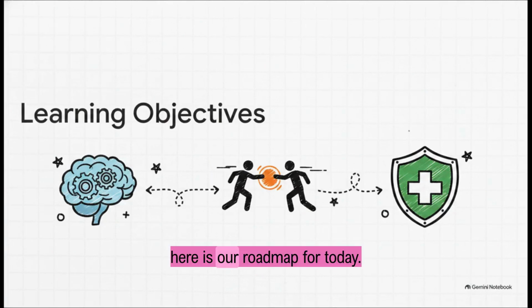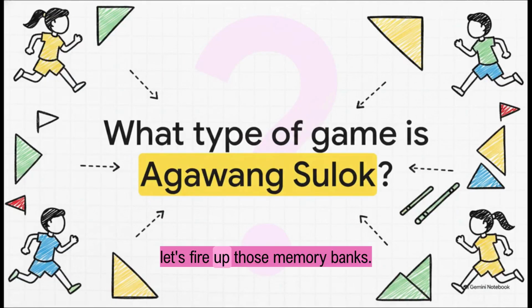All right, here is our roadmap for today. We're going to identify the rules of the invasion game Agawang Po. We'll perform actions like running, grabbing, and tagging, and we'll practice participating safely while following instructions. Pretty straightforward, right? Now, let's fire up those memory banks.